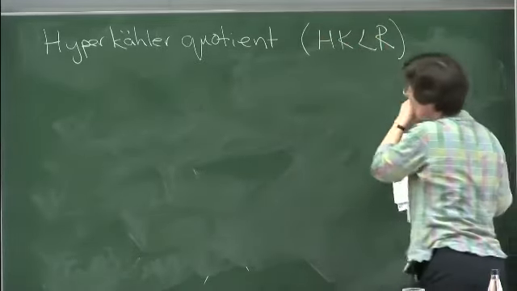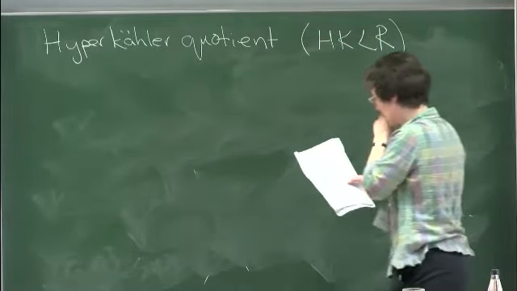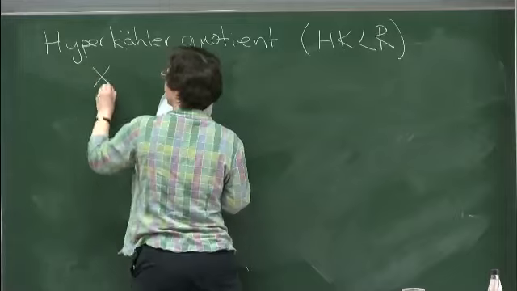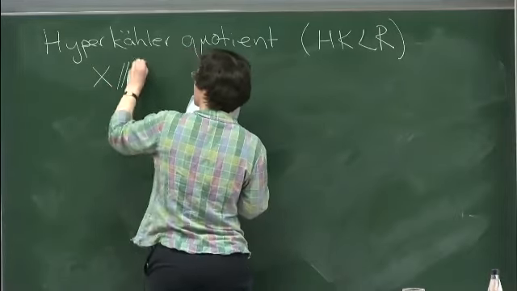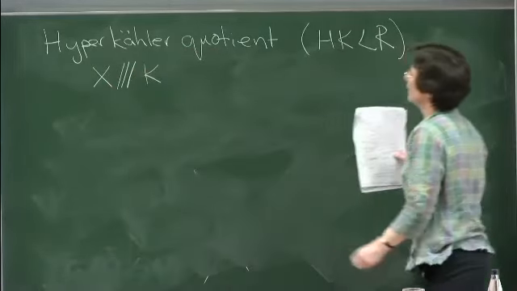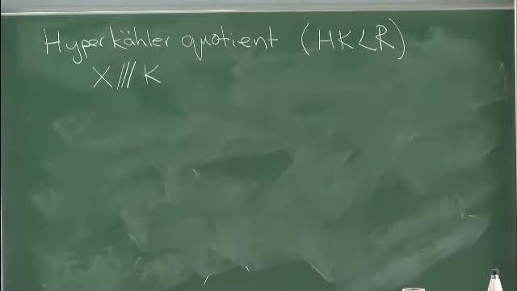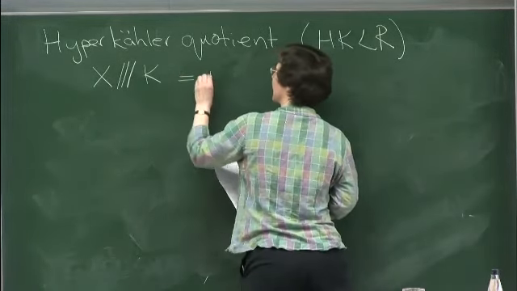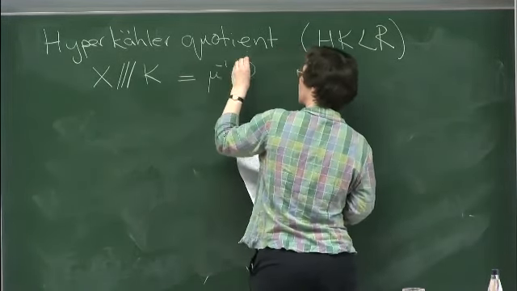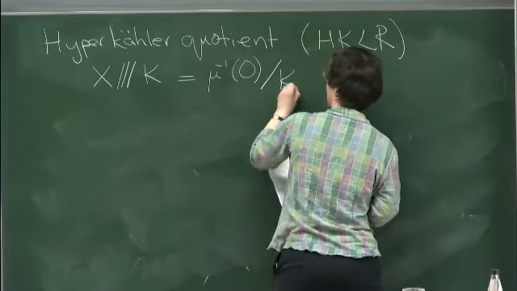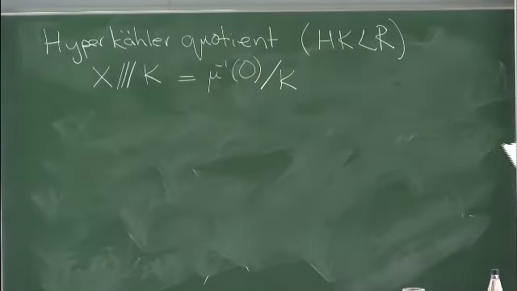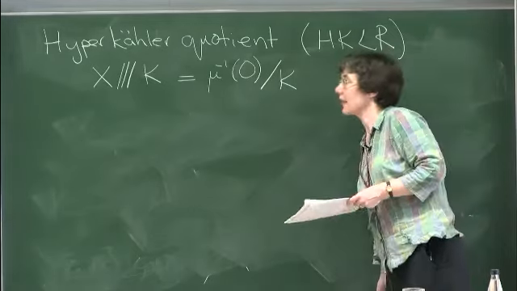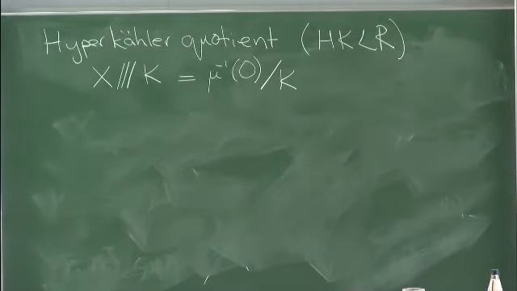HKR, Hitchin and Co., sometimes written with three slashes, X 3 slashes K. So this is just the inverse image of 0 under the Hyperkahler moment map, and then quotiented by K. And this gets an induced Hyperkahler structure.